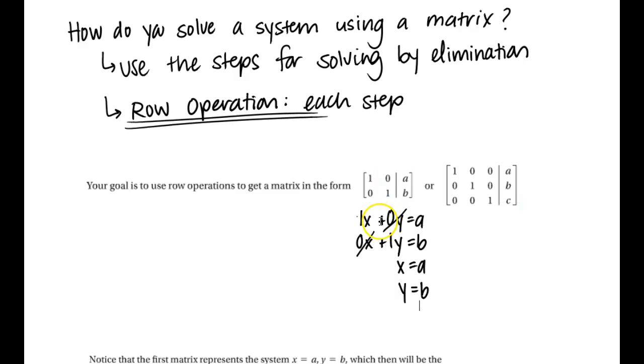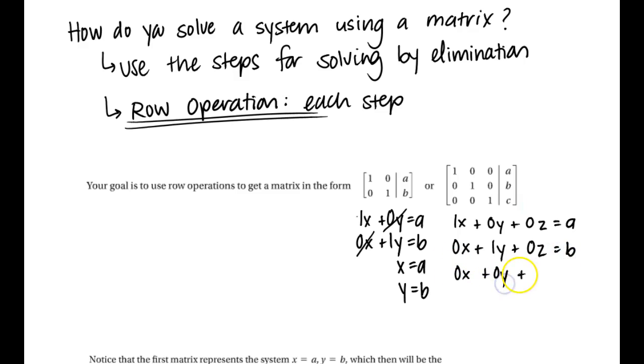And then similarly, this was a system of 2 linear equations. This next matrix is actually a system of 3 linear equations because we have a matrix that's in the size 3 by 4. So to change this into equation form, it would be 1x plus 0y plus 0z equals a, 0x plus 1y plus 0z equals b, and 0x plus 0y plus 1z equals c. And all the zeros cancel out. So we find out that x is equal to a, y is equal to b, and z is equal to c.